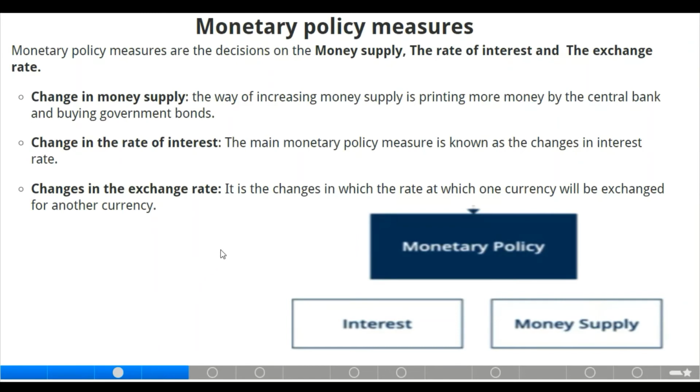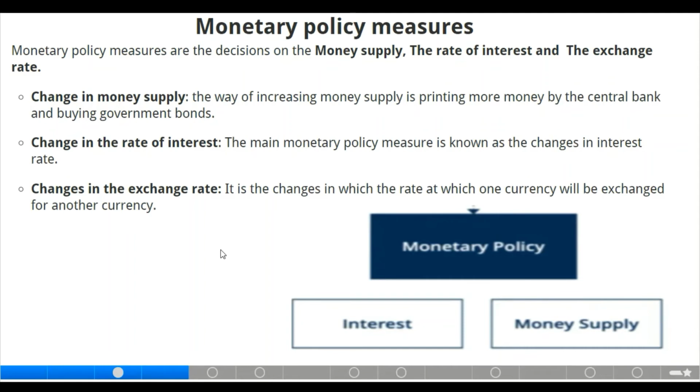Moving to the next slide, we now have the monetary policy measure. As we have the fiscal policy measure to be taxes and spending, don't forget, here we now have the policy measure as the money supply, the rate of interest, and also the exchange rate. Here we are just talking about the interest and money supply. That is the monetary policy measure.